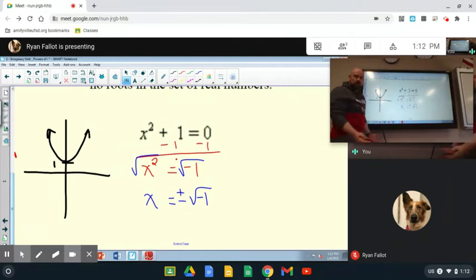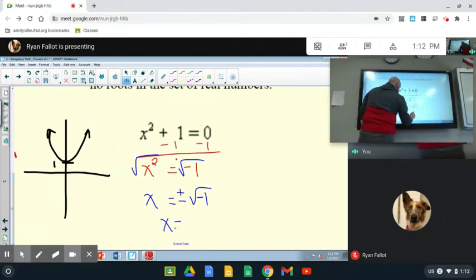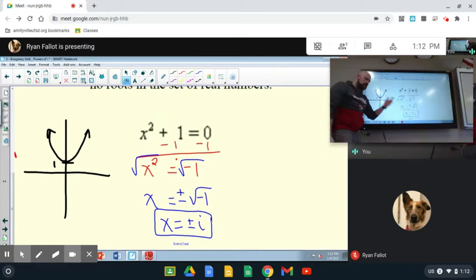And we just define radical negative 1 as the imaginary unit. So we can write plus or minus i. That little lowercase i is the imaginary unit. So anytime we see radical negative 1, we use i. Or if we have a negative under the radical sign, we just use i, which you'll see in a minute.